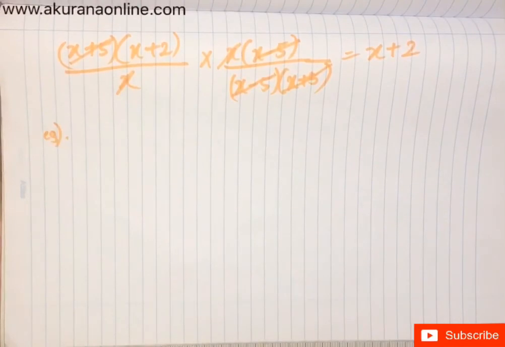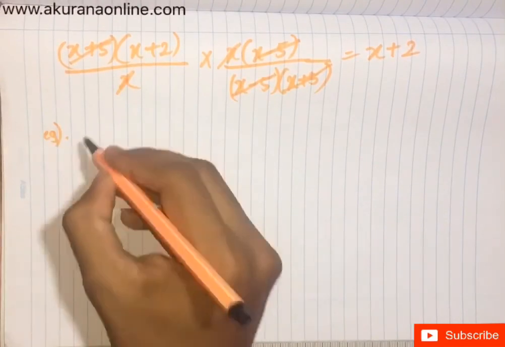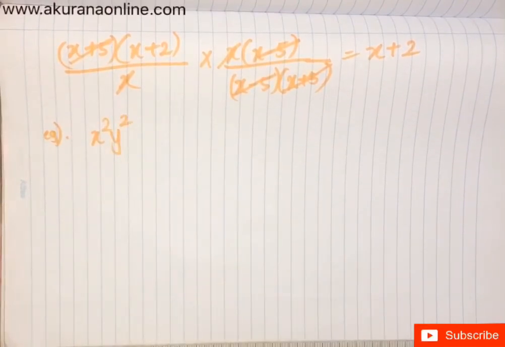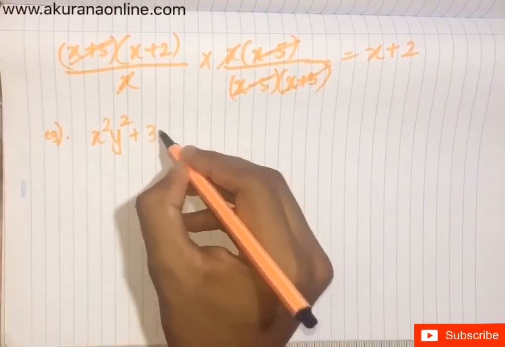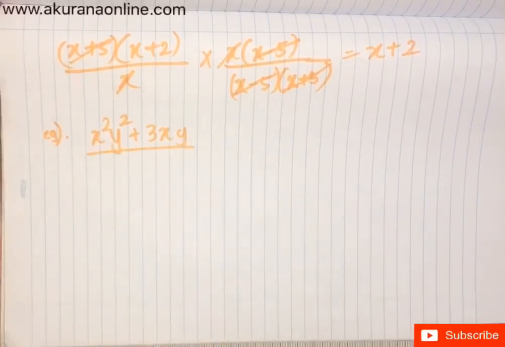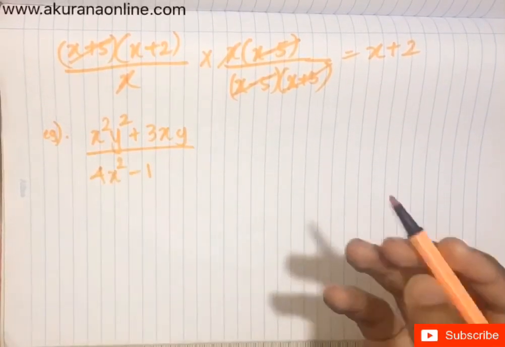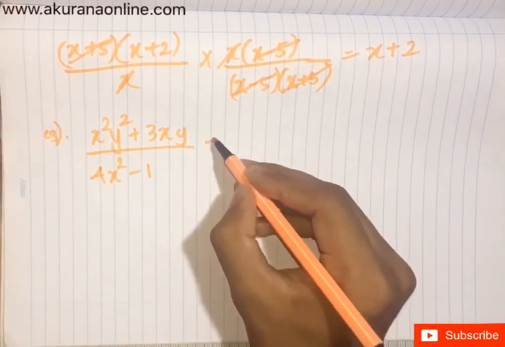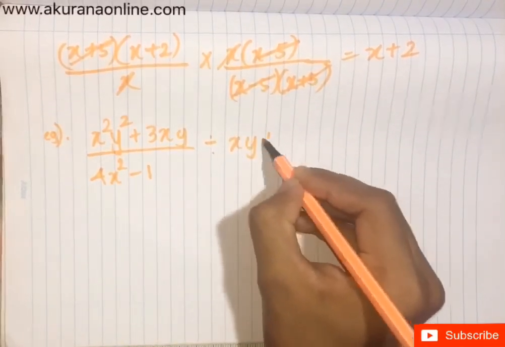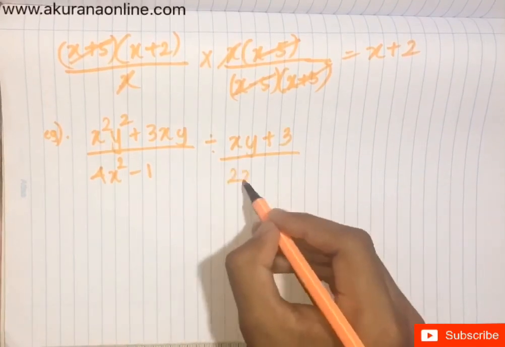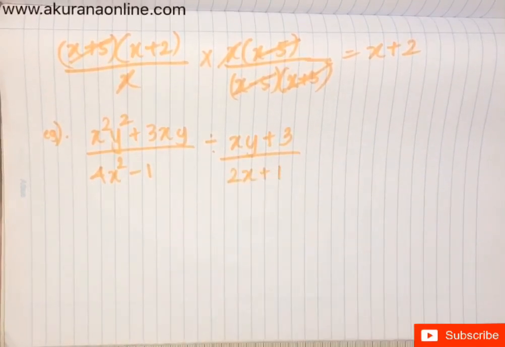Let us solve this question first. x squared y squared plus 3xy over 4x squared minus 1, and then divided by xy plus 3 over 2x plus 1. Okay, now here the main part is you should know the way of factorizing.